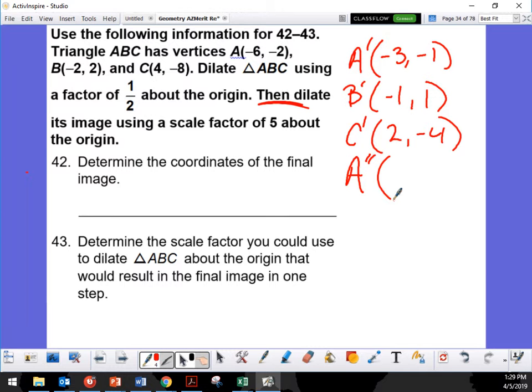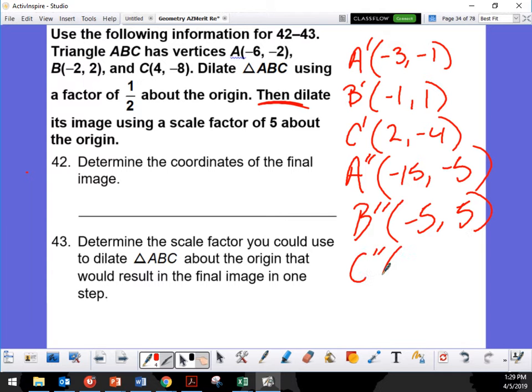So let's see what we got for my double prime. So A double prime is negative 15, negative 5. Very good. Let's keep going. B double prime, negative 5. And C double prime, 10 and negative 20.